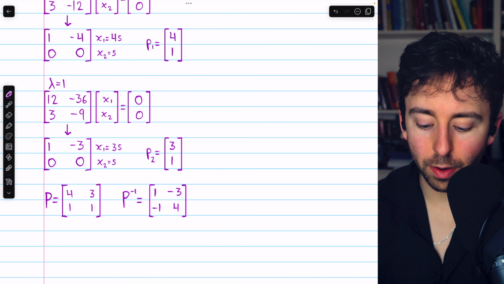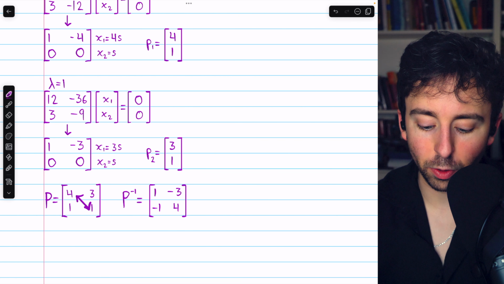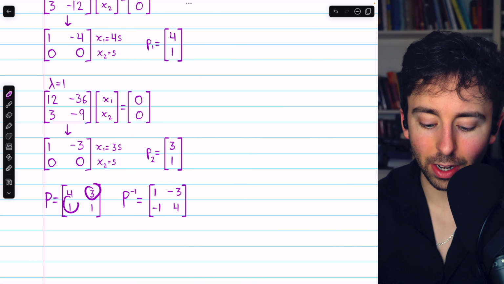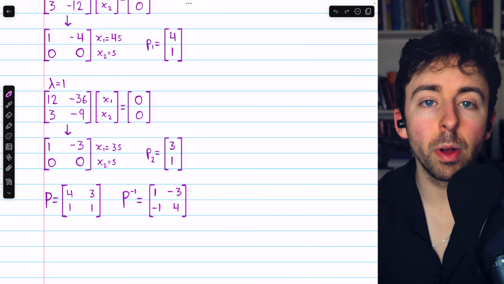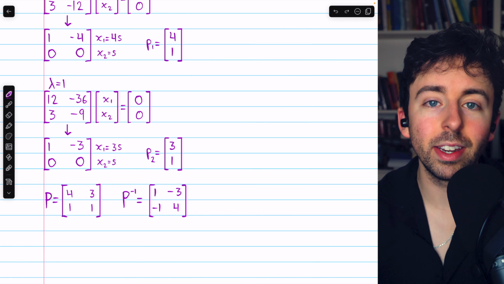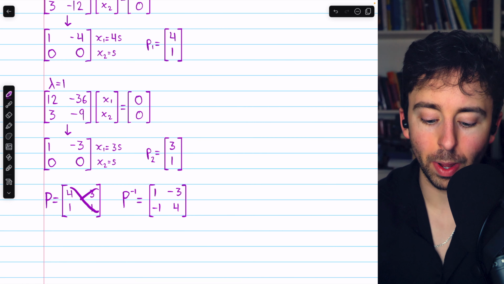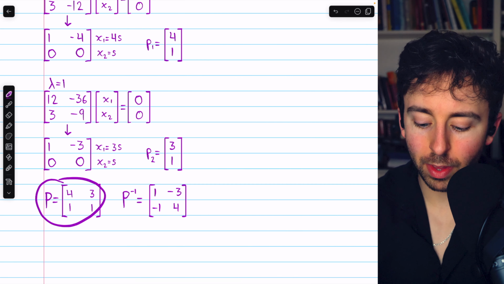We also need to find P inverse, which is pretty straightforward. Just reverse those entries, so we have 1 there and 4 there. Negate those entries, so negative 3 and negative 1, and then we also need to multiply the whole thing by 1 divided by the determinant, but the determinant of this matrix is just 4 minus 3, so 1, so that doesn't change anything. So there's P inverse.